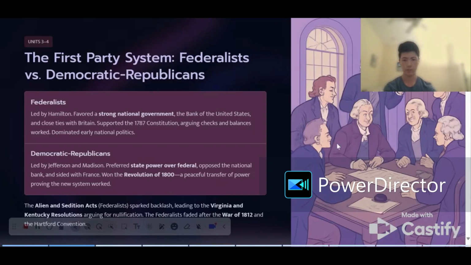We have the Democratic Republicans led by Thomas Jefferson and James Madison. They preferred states' rights and an agricultural economy. They don't like the bank, and they sided with France as opposed to Great Britain. We see that in the French Revolution. The Federalists are hesitant to support what the French are doing. The Democratic Republicans say yes, and they're kind of okay with the Reign of Terror.